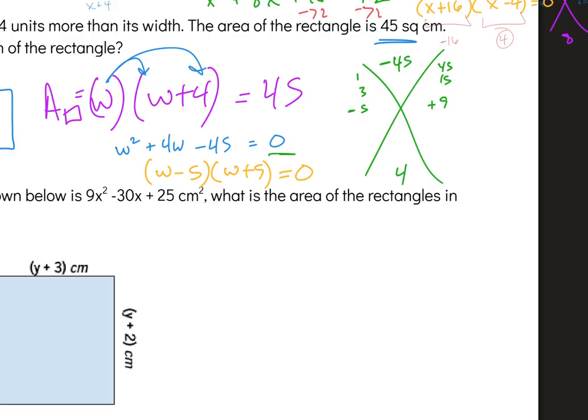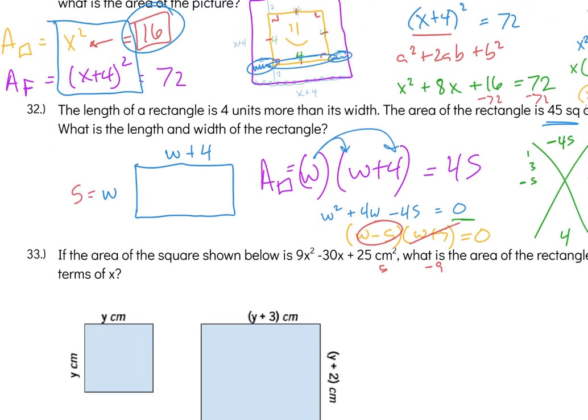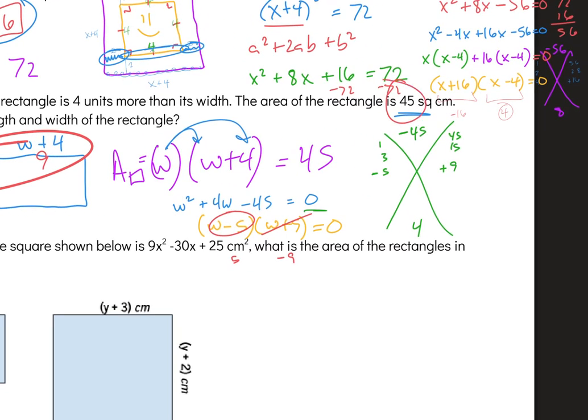And I'm not even going to worry about that one because it would give me negative 9, and we can't have a width of negative 9. This one is a width of 5. So the width of our rectangle is 5, and the length is 9. And if you're wondering, does that work out? Well, 9 times 5 is 45.